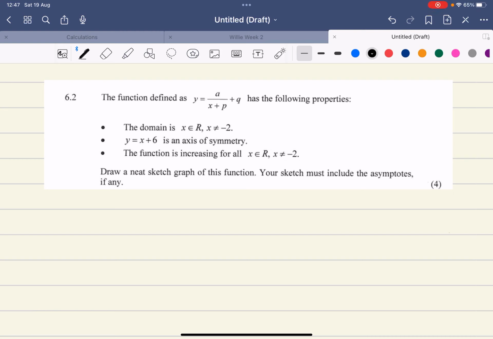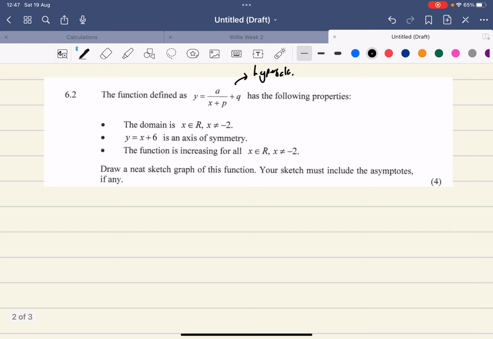Right, in question 6.2, we're given this function, and it's a hyperbola. So that's one thing I'm just going to point out from the get-go, hyperbola. And it has the following properties. The domain is x an element of R, except for at x is equal to -2. It's not defined there. y is equal to x plus 6 is an axis of symmetry, and the function is increasing for all x an element of R, x not equal to -2.